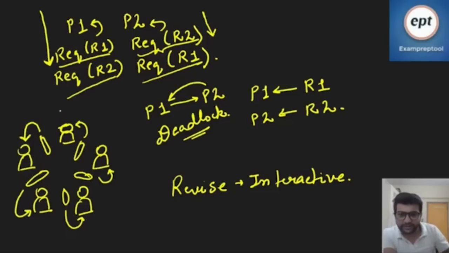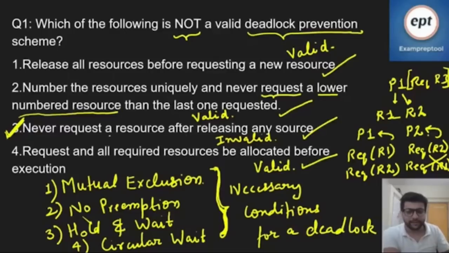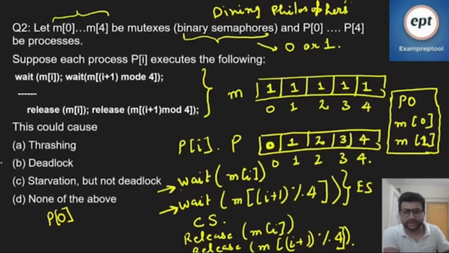Let's name these philosophers A, B, C, D, and E. Now the philosopher E is waiting for this particular fork. However, it is not able to get it because the philosopher D has held it. So we can see that here is a situation of deadlock. So the answer is deadlock.